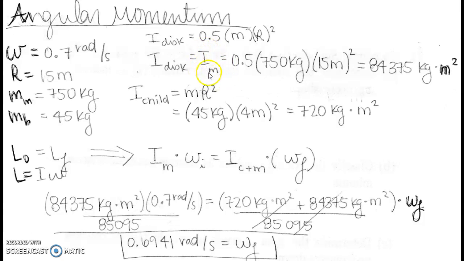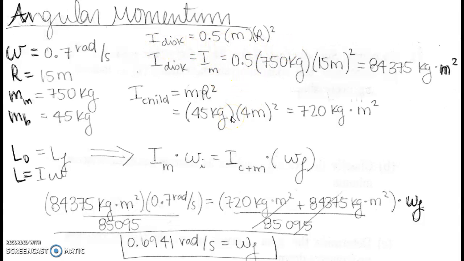Then we want to find the inertia of the child on the merry-go-round. We are also given that he is 4 meters away from the center of rotation. That's where he jumps on. So the inertia of the child can be found by using this equation, the mass times the radius squared. We do not use the 1/2 times mass times radius squared, and that's because the mass of the child is concentrated only at that point, as opposed to the mass of the merry-go-round, or the disk, so to speak, which is uniformly distributed in the circle.